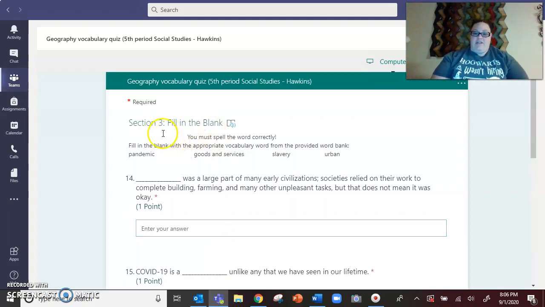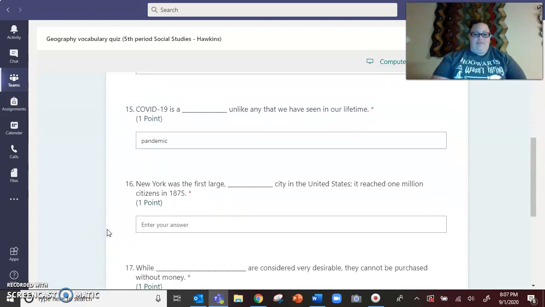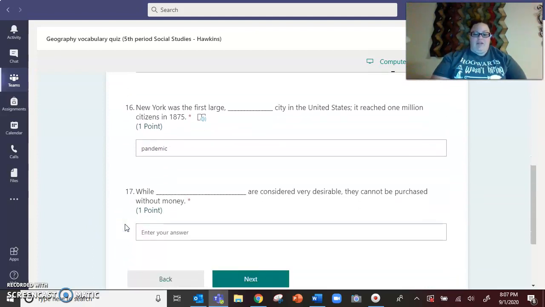And then our last section, another fill in the blank. Again, you must spell the word correctly. Same thing, fill in the blank with the appropriate vocabulary word from the provided word bank. Pandemic, goods and services, slavery, and urban. If, my wonderful human beings, you are worried about spelling the word incorrectly, just double click on it. We learned this yesterday. Control and C will copy, and then go down here, Control V will paste. Now I don't have to type, I have just copied it and I know for a fact it's spelled correctly.